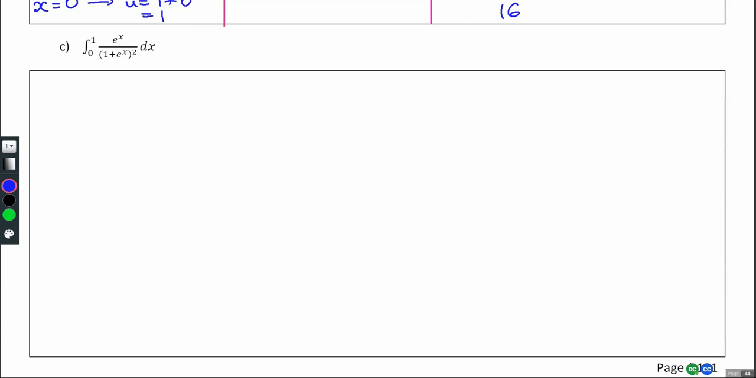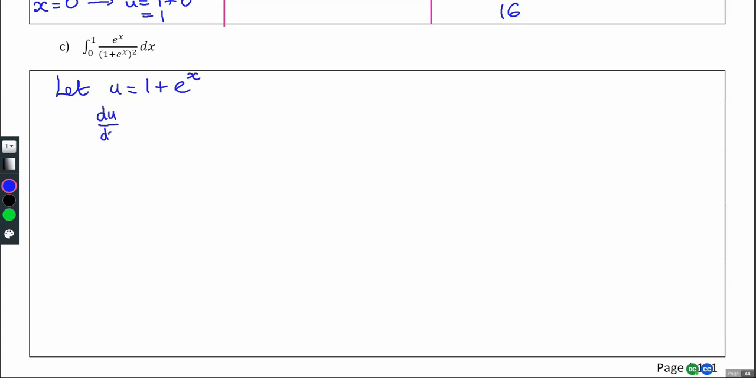For part C, if you haven't already, stop the video and just think, what should we use for the substitution? Well, I'm going to let the inside of the brackets in the denominator equal u. So u equals 1 plus e to the x.